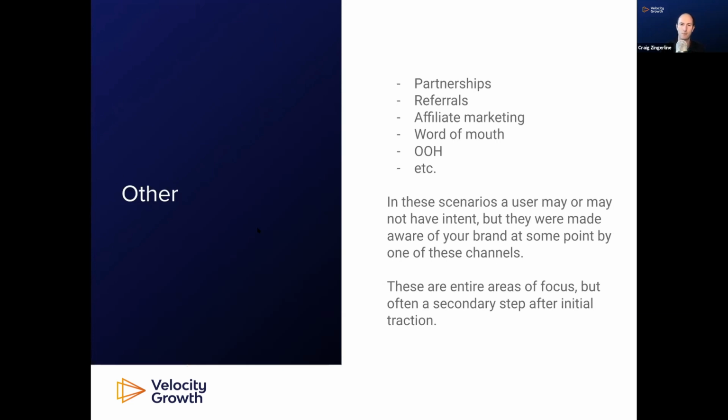Referrals, affiliate marketing, these are all things you can manufacture. Word of mouth is a lot harder to manufacture, but these are entire areas of focus. So think about them, start to build your roadmap for these. But these often come secondarily. You need to get that initial step probably through finding some of those paid and organic channels that are going to work, that are a little bit more quote unquote traditional.